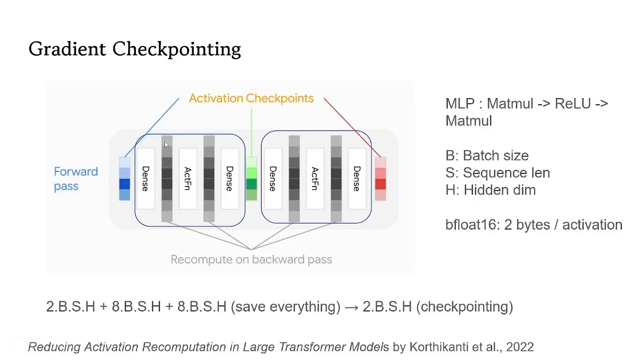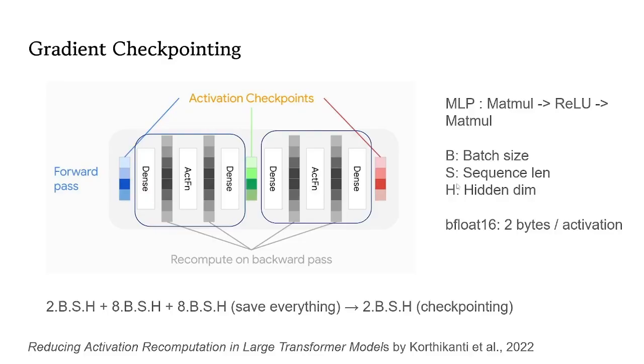Now, if on the backward pass we needed this activation, we could recompute it using this input, the blue one. And if I needed this activation in the backward pass, I could recompute it by doing matrix multiplication on the green saved activation. This is called gradient checkpointing, because we are checkpointing the activations during gradient computation.